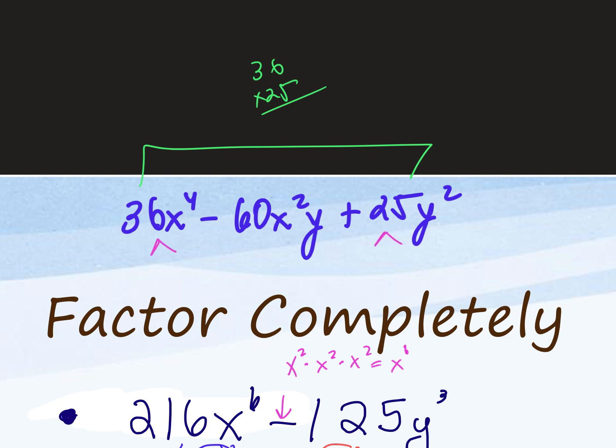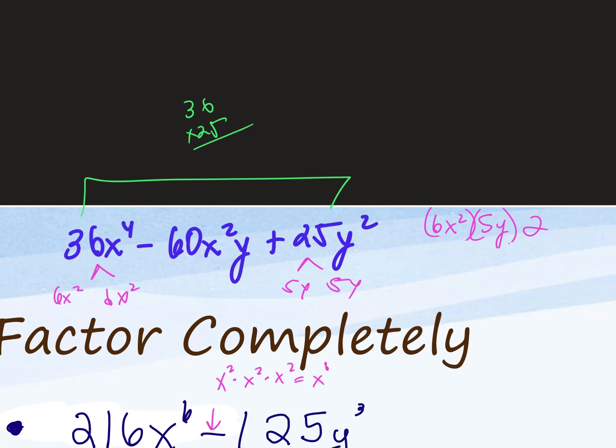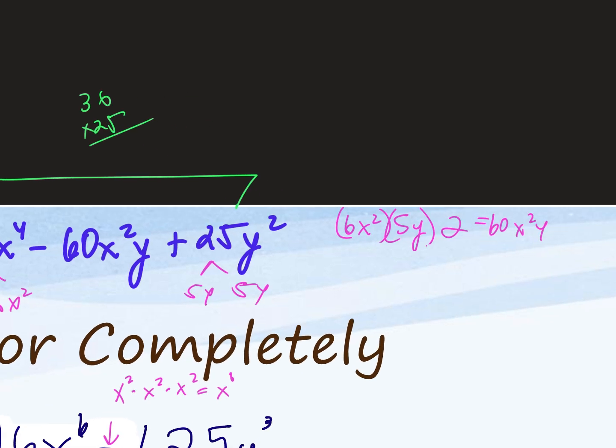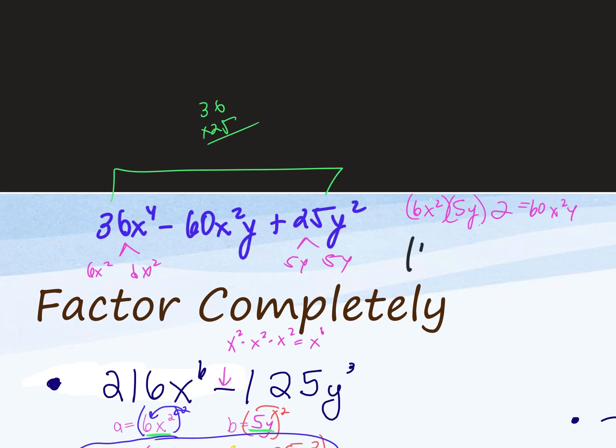How do you check that? This would be 6x squared and 6x squared, right? This would be 5y and 5y. How do you know if it's a perfect square trinomial? You take the first part, 6x squared, times the second one, 5y, times what number? 2. What's 6x squared times 5y times 2? 60x squared y. So is this new problem that I just made up a perfect square trinomial? Yes.